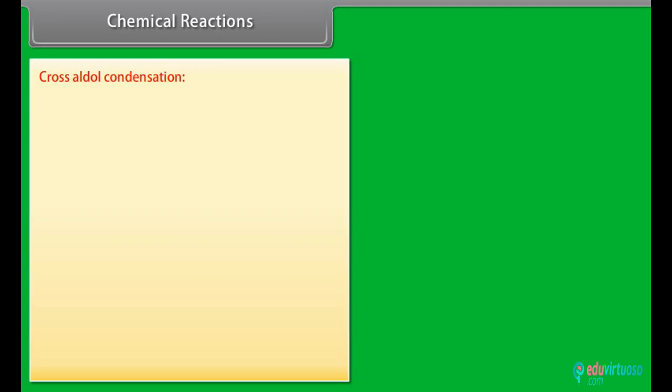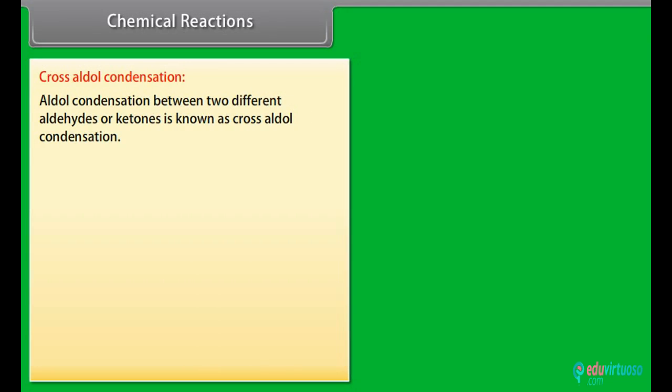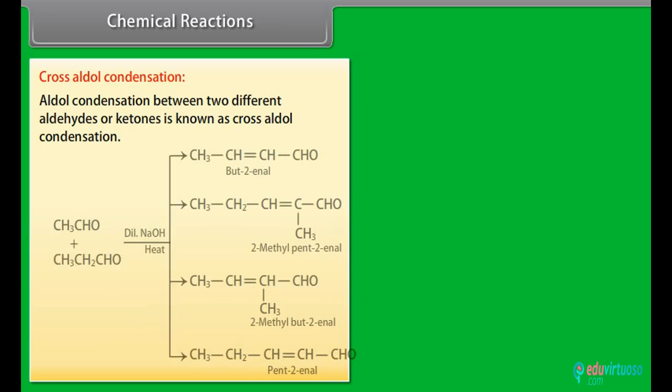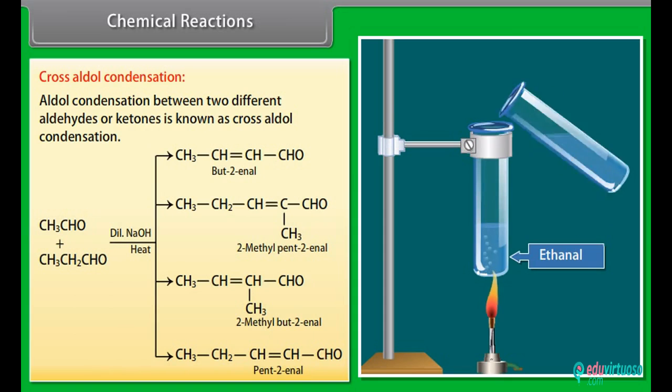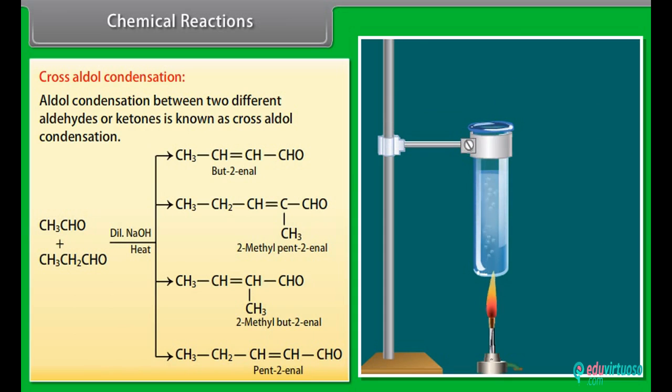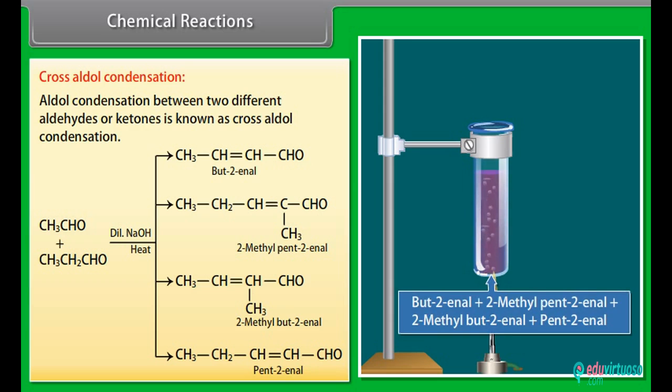Chemical reactions. Cross-aldol condensation. Aldol condensation between two different aldehydes or ketones is known as cross-aldol condensation. A mixture of ethanal and propanal, when heated with dilute sodium hydroxide solution, gives 4 different products.